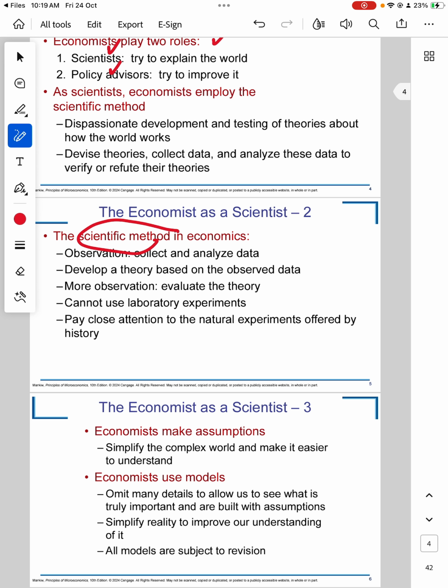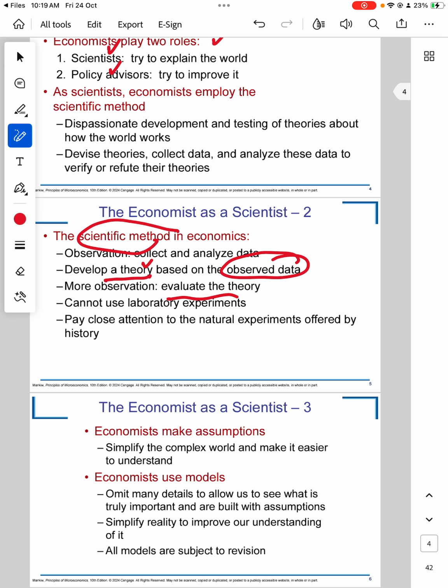What makes the facts solid or valid is the analysis and the data that you collect. And from that we can develop a theory based on the data we observe. We can develop the theory, and then make more observations to evaluate the theory. Let's say we develop the theory but the data is not enough yet, we can collect more data to evaluate the theory.